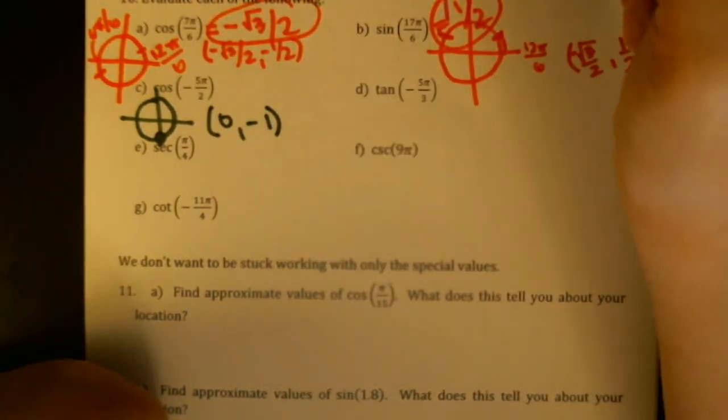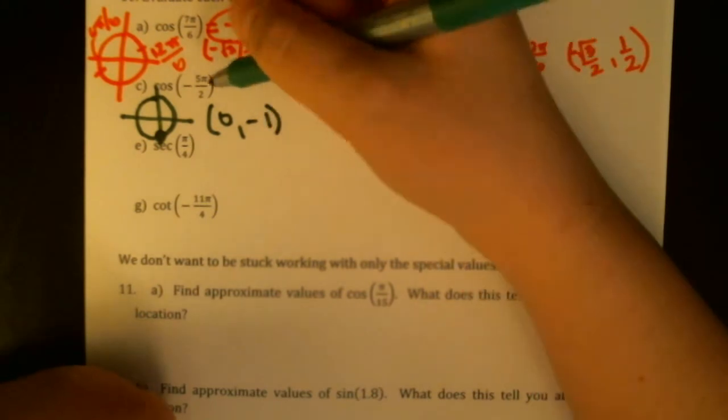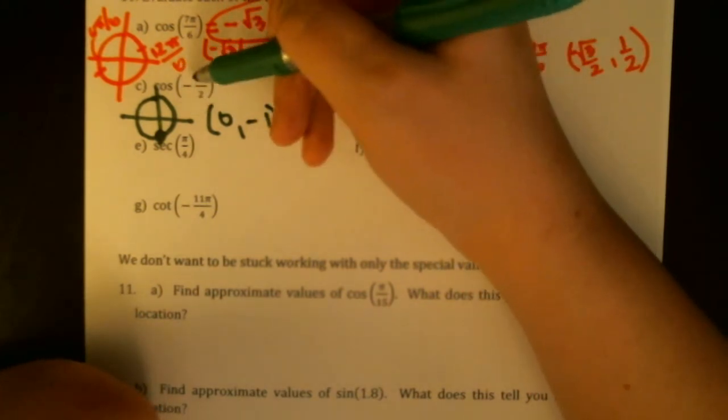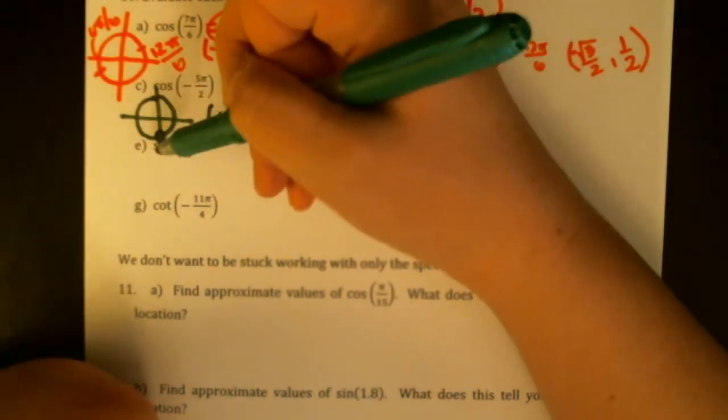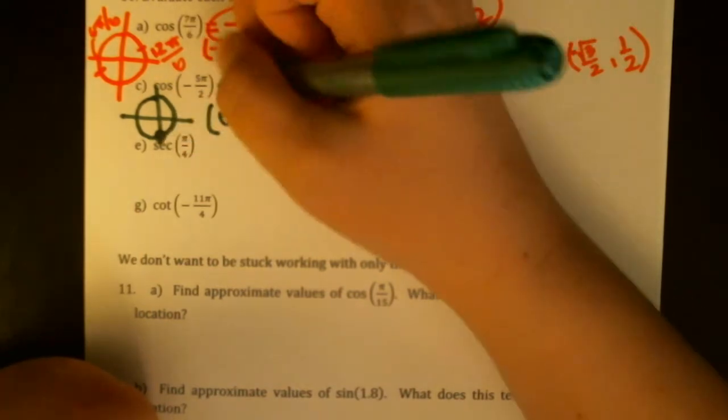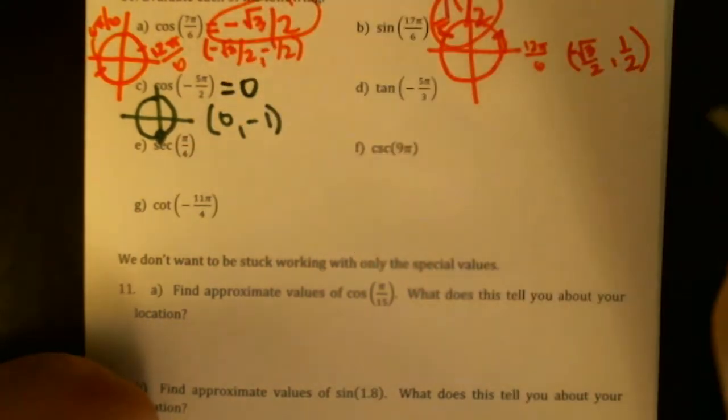And we're looking for cosine of negative 5 pi over 2. So this is saying step 1, figure out where you are. Go around negative 5 pi over 2. Step 2, tell me your x coordinate. So my x coordinate is 0.